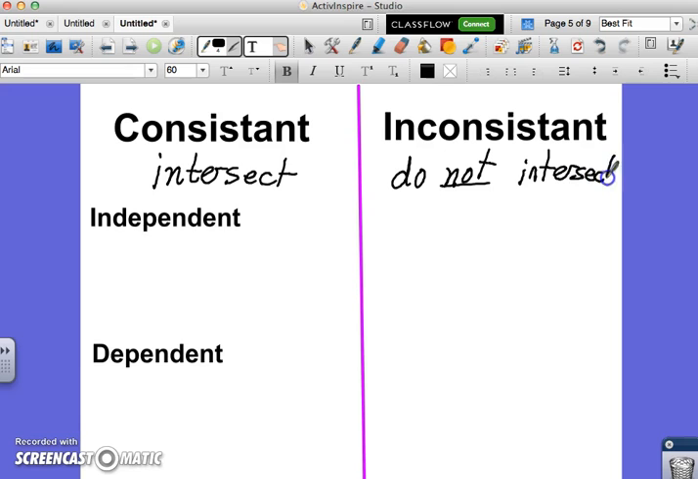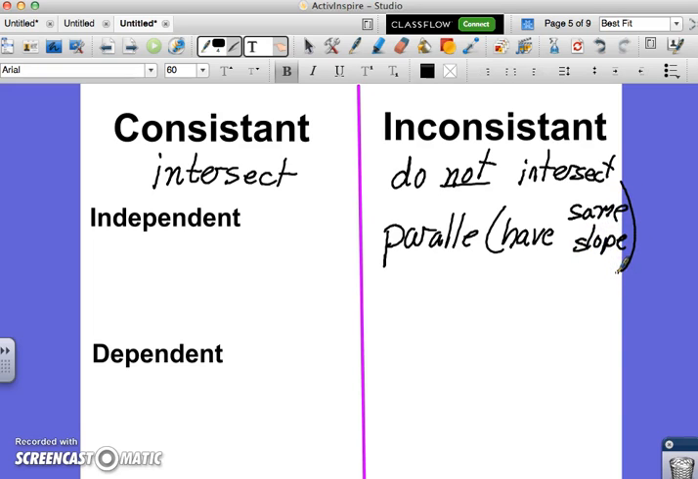Remember, inconsistent systems, these are ones that are parallel. We can tell that they are parallel because they have the same slope, the same constant rate of change, the same rise over run, the same change in y over change in x. They are parallel, so parallel lines.